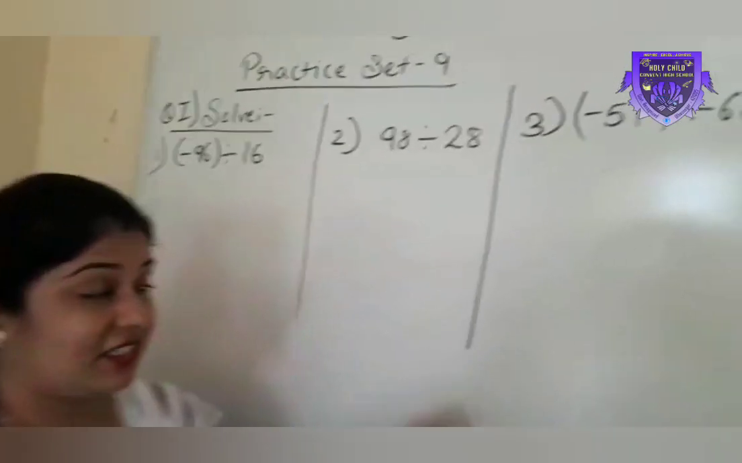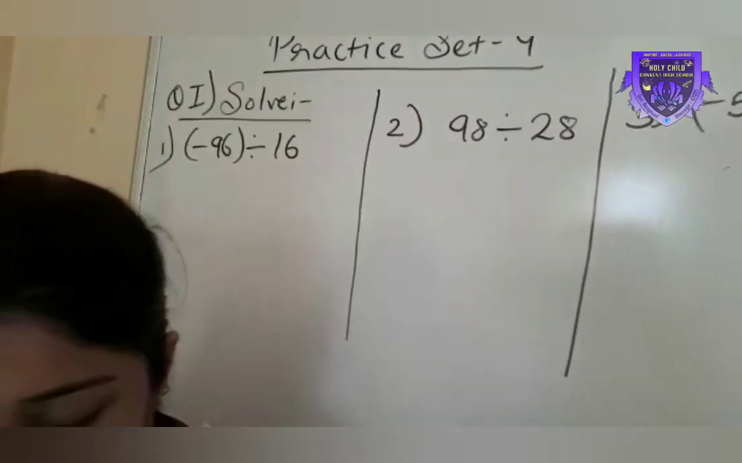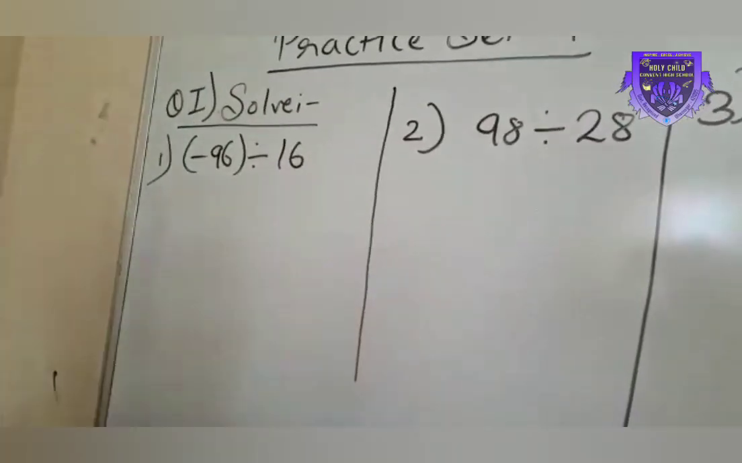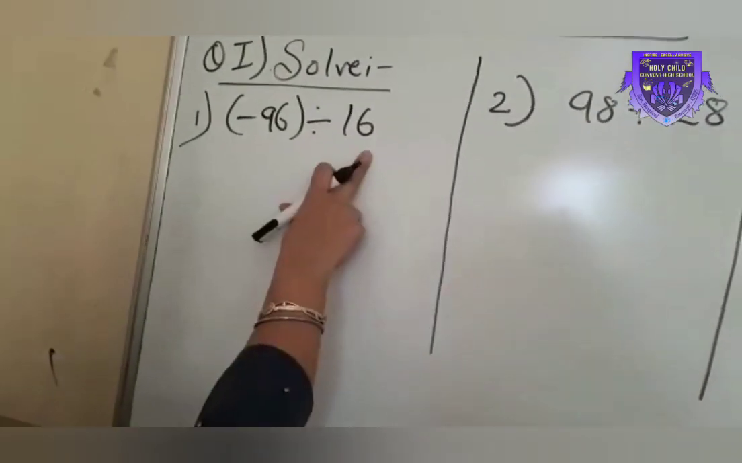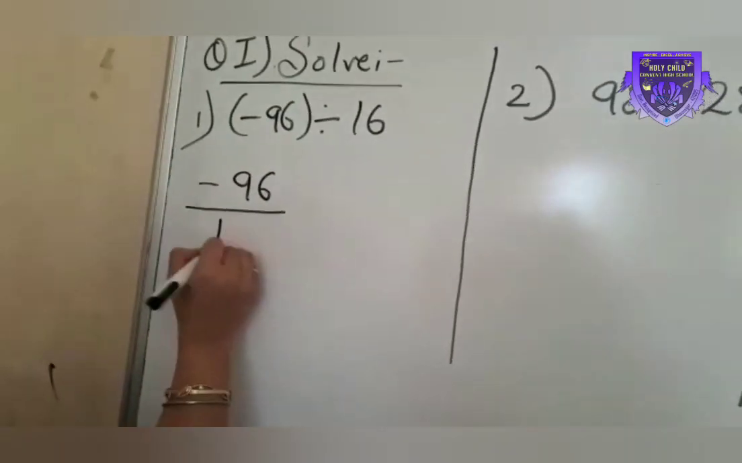Let's start with practice set number 9. Question number 1 is solve. We have to divide the numbers. First is when negative 96 is divided with 16. First we have to write in the fraction form.